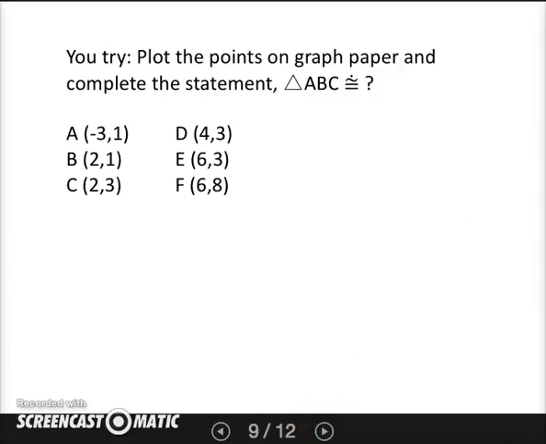You try one. Plot these points on graph paper and complete the statement. Triangle ABC is congruent to what other triangle?